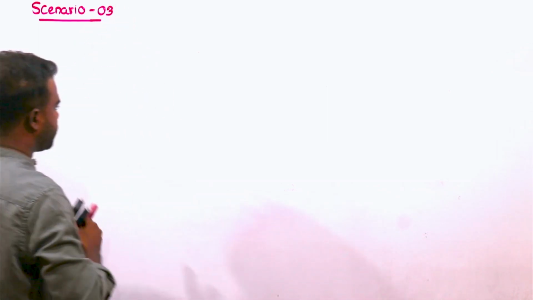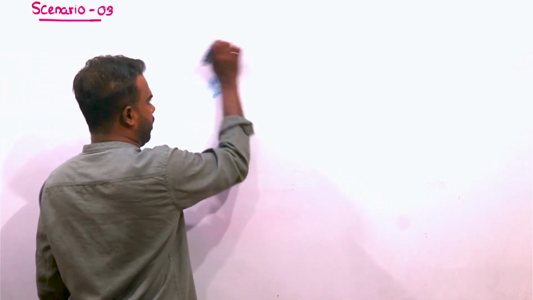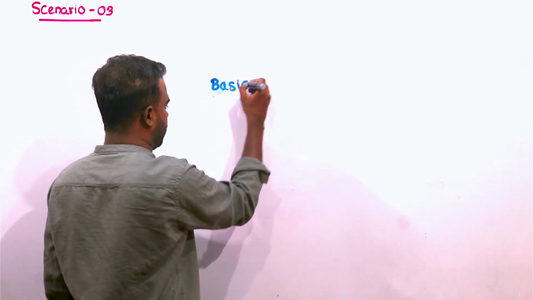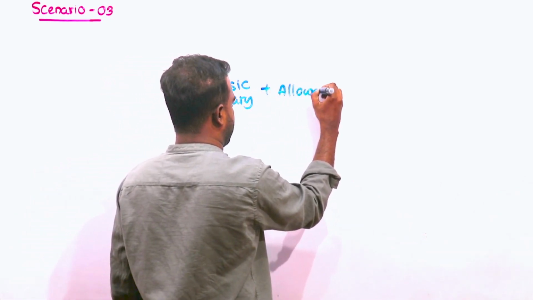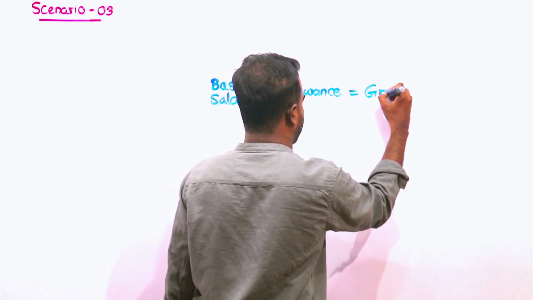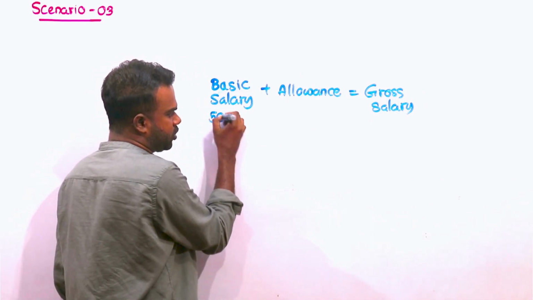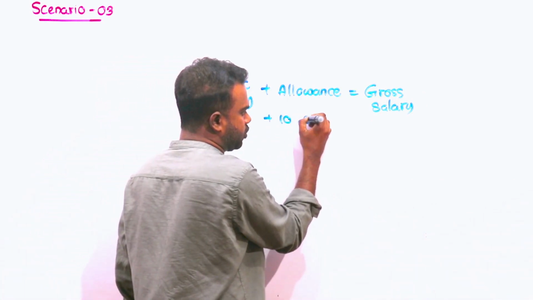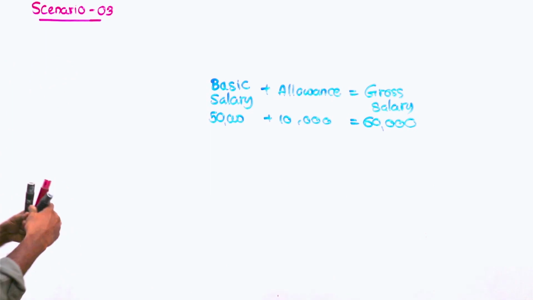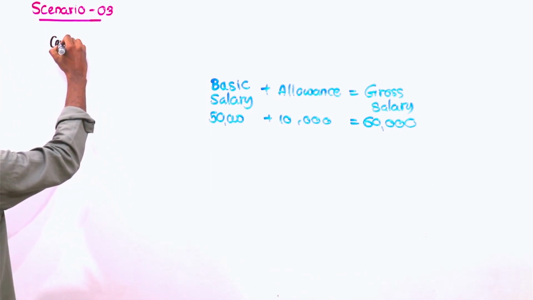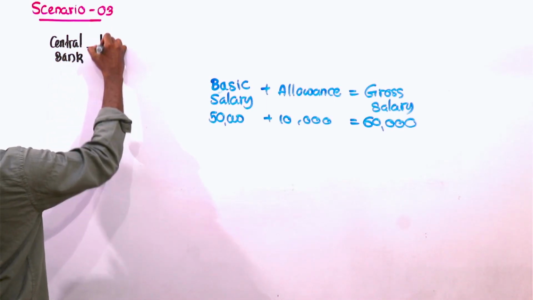Right, scenario number 3. Again, let's assume our basic salary and allowances, same amount and gross salary. Our basic salary was 50,000, allowances was 10,000, and gross salary was 60,000, right? Now again, in the central bank, there's a fund.